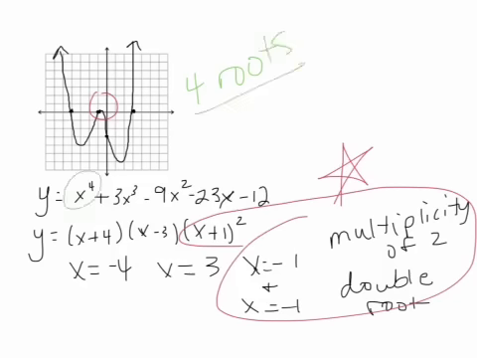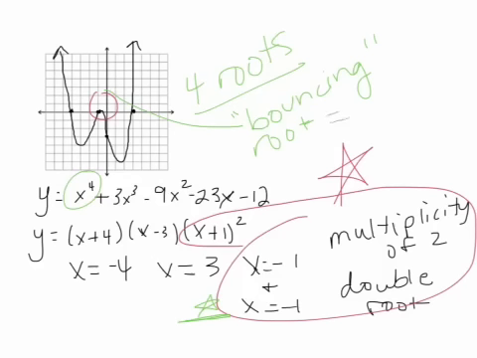So just make sure you write this down somewhere. We'll go over it more. But I will write here that I'm going to call it a bouncing root. It's not the official term, but a bouncing root means you have 2 roots, so like a double root. It's just the same number.